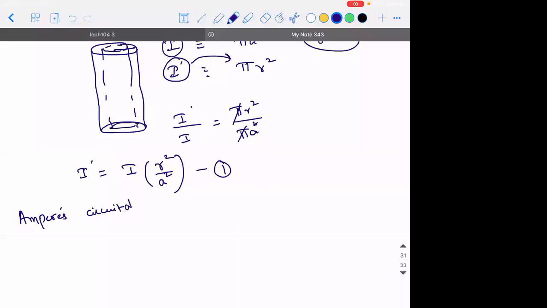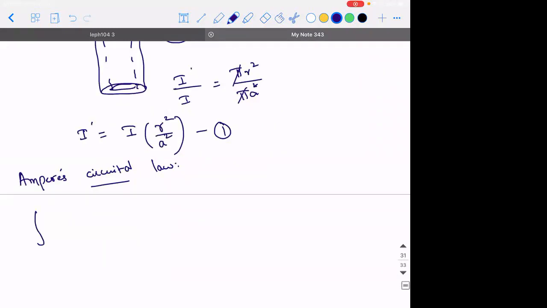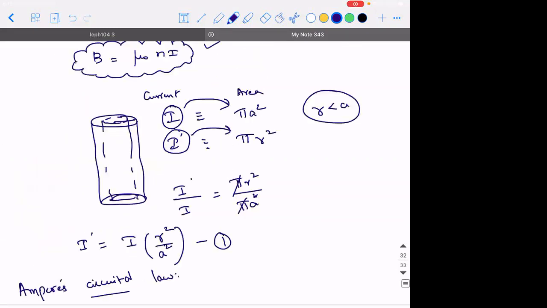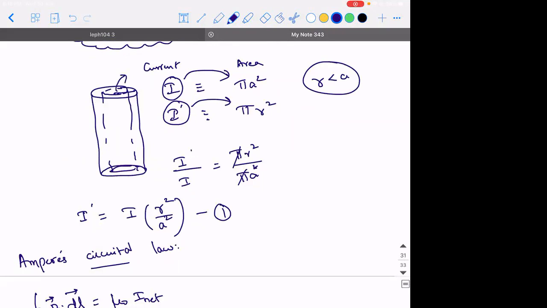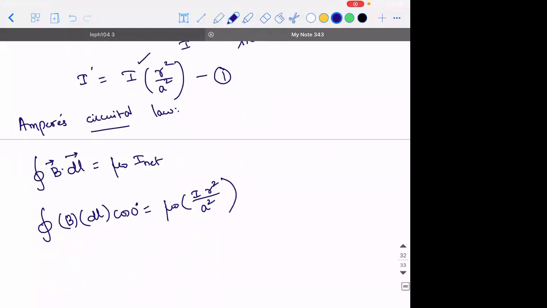Ampere's circuital law. When I apply Ampere's circuital law, I will get the line integral of B vector dot dl vector is equal to mu naught into I net. This we know. So the line integral of B into dl into cos 0 degrees is equal to mu naught into the net current flowing through the small portion that you have considered. Is it not I into r square divided by a square? Right. So B is a constant.